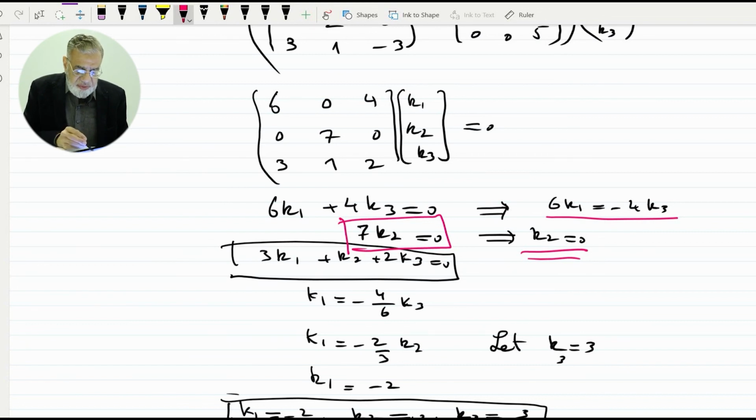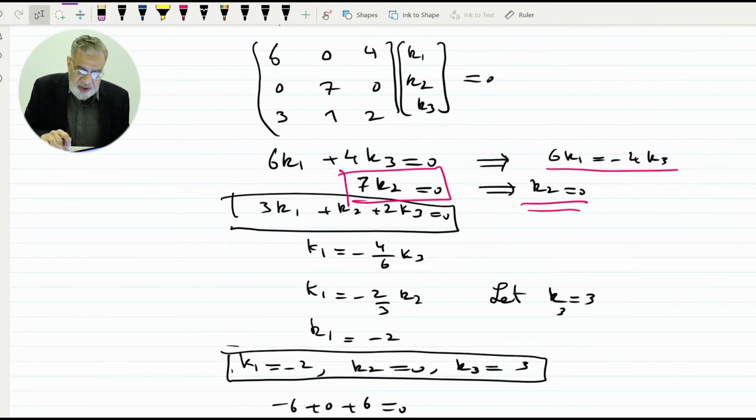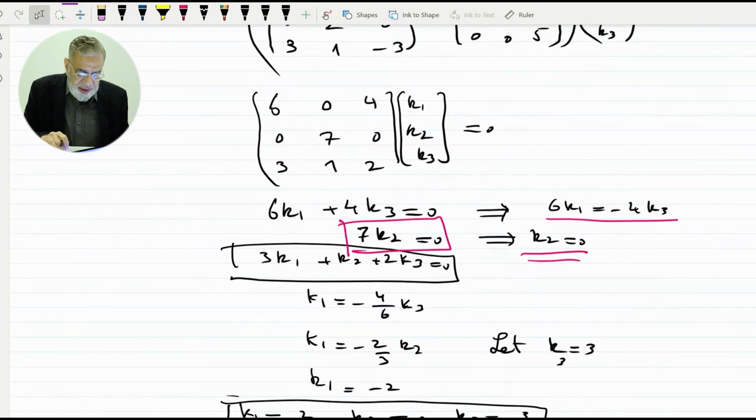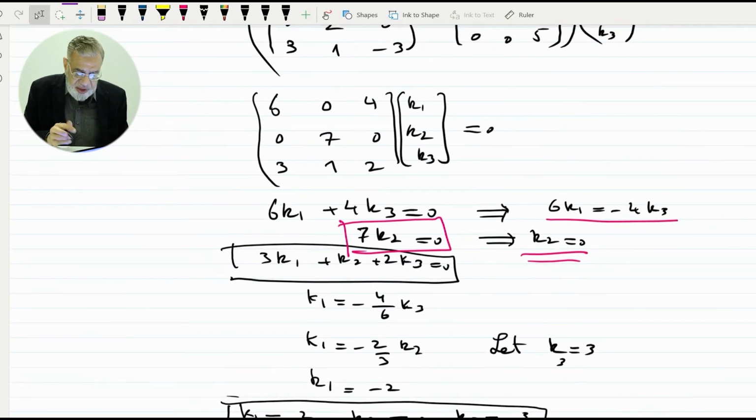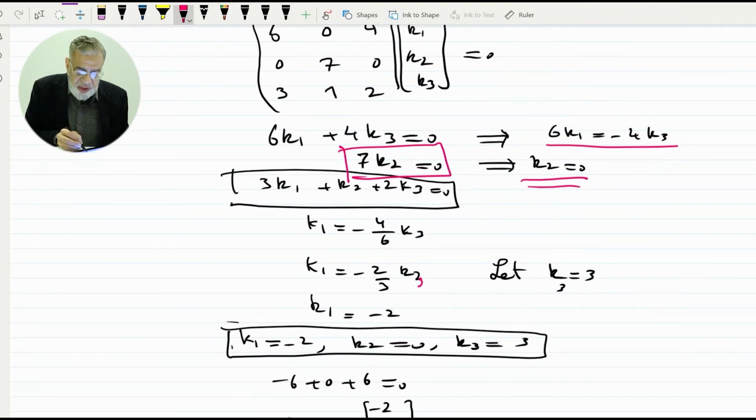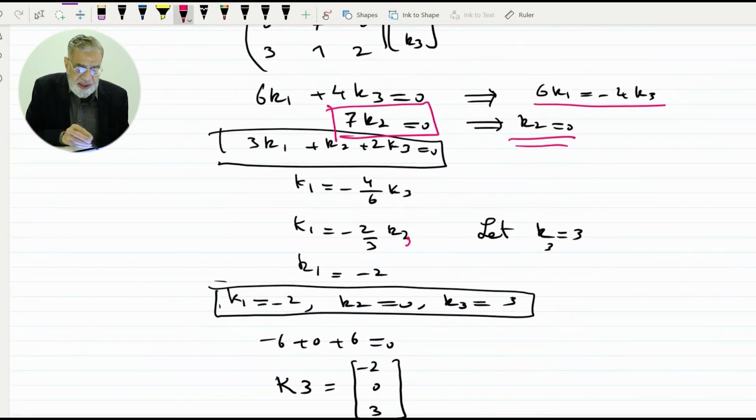We put k2 equal to 0, then we get k1 equal to k3 from the first equation, and we substitute. Again we let the value of k3 equal to 3, cancel the 3s, and we get k1 equal to 2. So that gives me k1 equal to 2, k2 equal to 0, and k3 equal to 3. I substitute this in the last equation. If it satisfies the last equation, the value is correct. If it does not satisfy the last equation, then we choose k3 again.